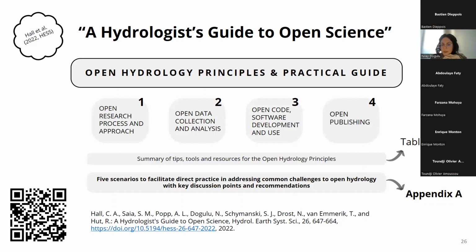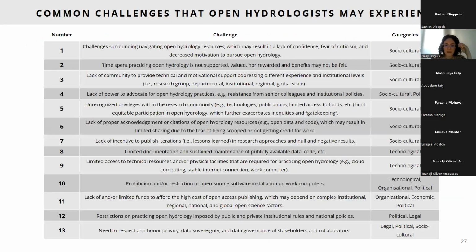Apart from the principles and practical guide, we also have a section which we provided in the appendix, which basically has 5 scenarios to facilitate direct practice in dealing with the common challenges. You probably are familiar with some of them. So, of course, it's always easy to say, support open science, apply the principles in your own research, in your own department, laboratory, but it's not easy, right?